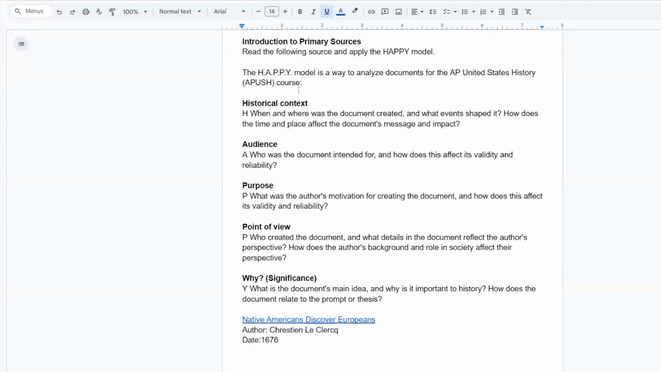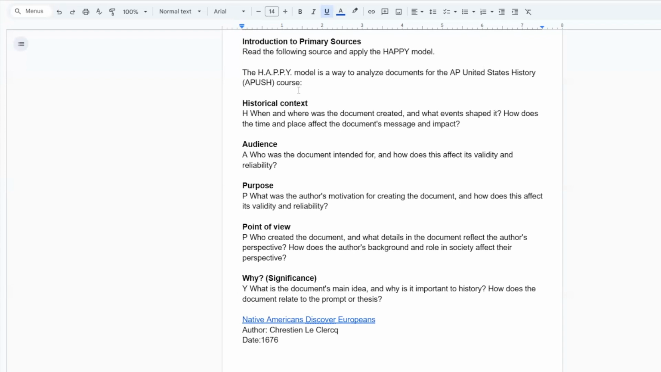Purpose goes along with audience. What was the author's motivation for creating the document? How does this affect its validity and reliability? Point of view: who created the document and what details in the document reflect the author's perspective? This is a big one that comes up all the time. College Board loves to ask perspective questions. So Joanna, I think you're going to be mostly happy with those types of approaches. It gives you an opportunity to think about who's writing this and what point of view they're coming from. How does the author's background and role in society affect their perspective?